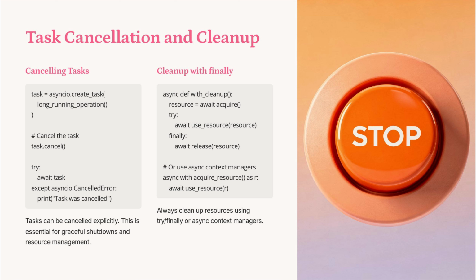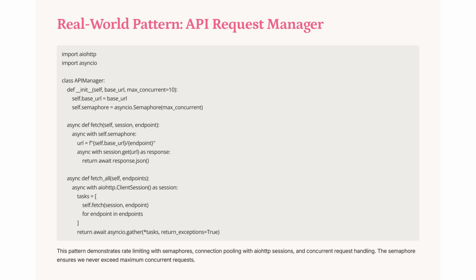Task cancellation is crucial for managing resources and ensuring graceful shutdowns. Use task.cancel to explicitly cancel tasks. Handle asyncio.CancelledError to confirm cancellation. For resource cleanup, employ try, finally blocks, or async context managers to ensure resources are released properly, maintaining system stability and efficiency.